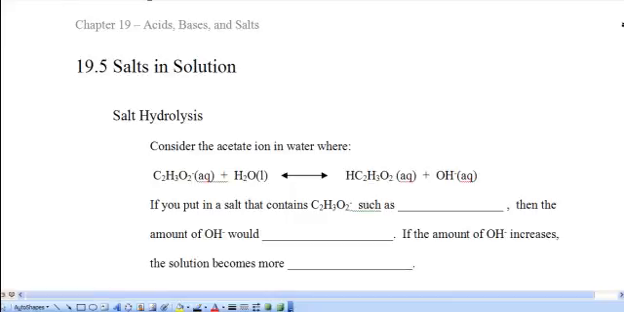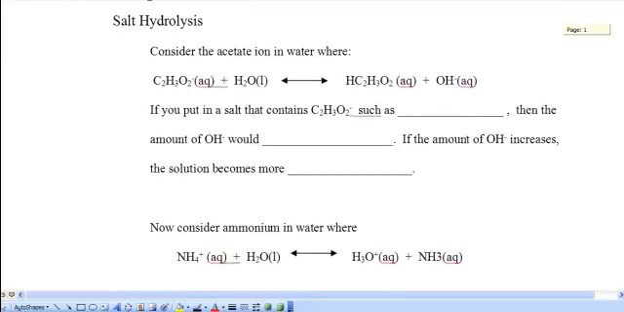And welcome to 19.5, where we're going to be talking about salts in solution. In this podcast, we're going to look at the acid-base properties of salt, and we're going to also look at a phenomenon called buffering. All right, so let's start off with a salt. And let's consider the acetate ion when you put that into water.